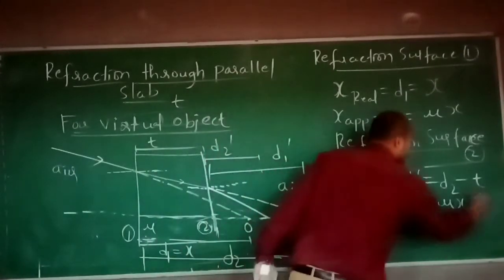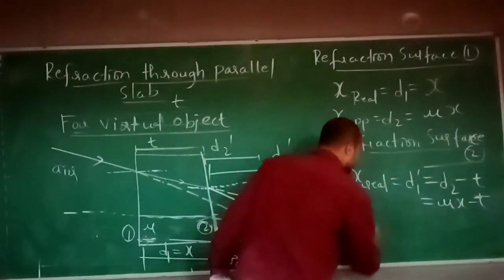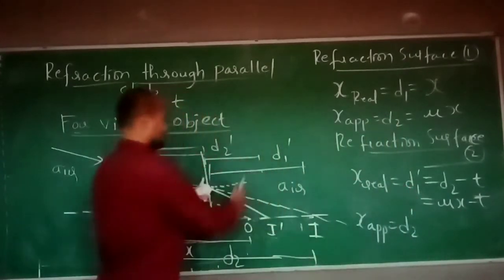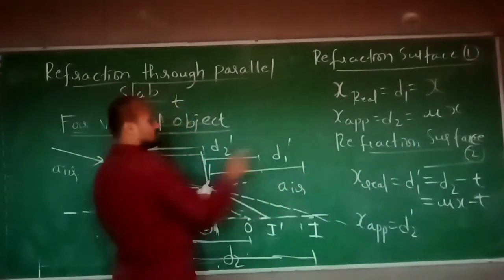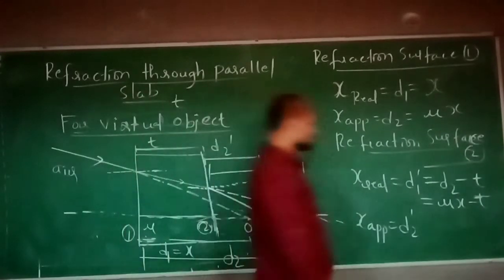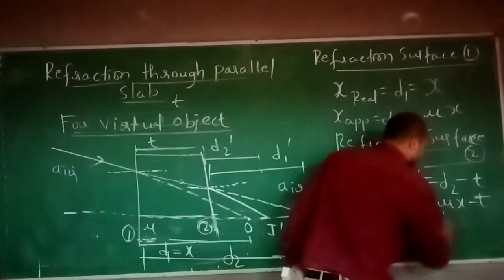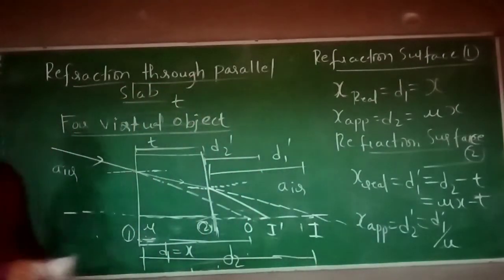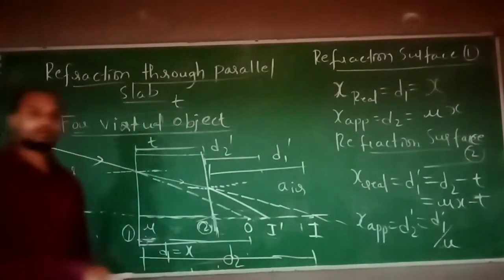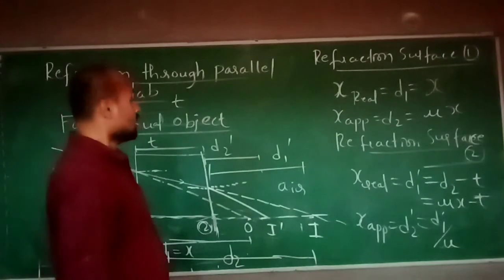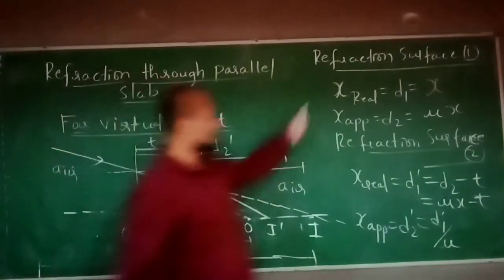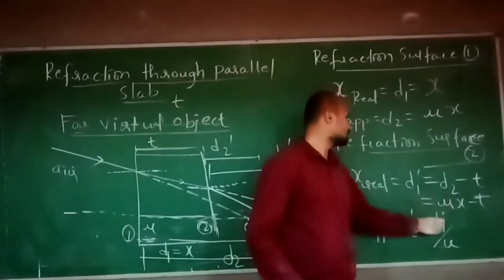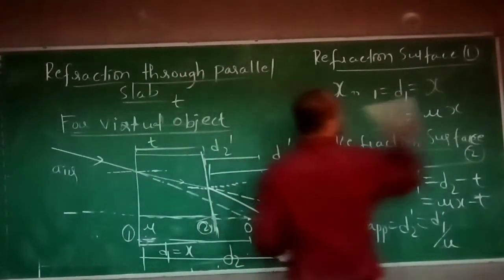So I can say that x apparent in this case will be d2 dash, which is less than d1 dash, meaning d2 dash will be d1 dash divided by mu. 100% it has to be d1 dash divided by mu. Correct now? So from this, whatever I wanted to utilize, I utilize from this equation, that is d2, which is mu into x. I'm going to rub this.